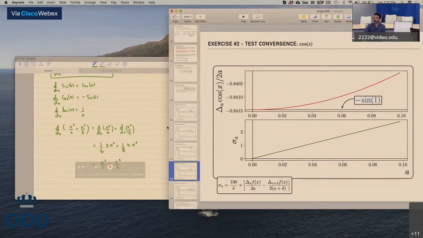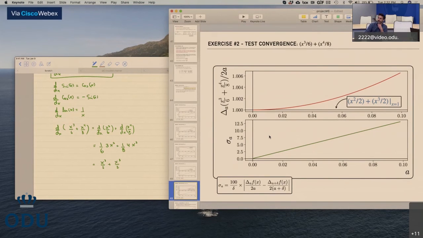And then there's cosine. The derivative of cosine should go to negative sine. And you're seeing that indeed it's approaching this number and it's plateauing, so it's becoming flat. So the difference is going to 0. And that value it is approaching is equal to negative sine of 1.